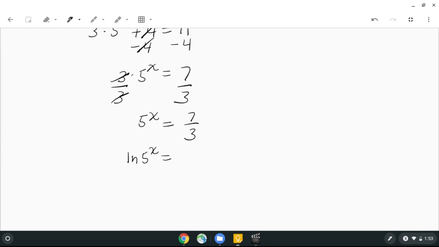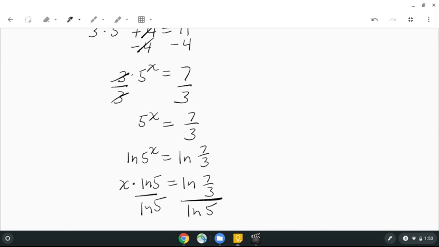So ln of 5 to the x, ln of 7 over 3, and that allows me to bring the x exponent down to the front. And now I can solve for x by dividing both sides by natural log of 5. And your final answer, you should have gotten x is approximately equal to 0.526.